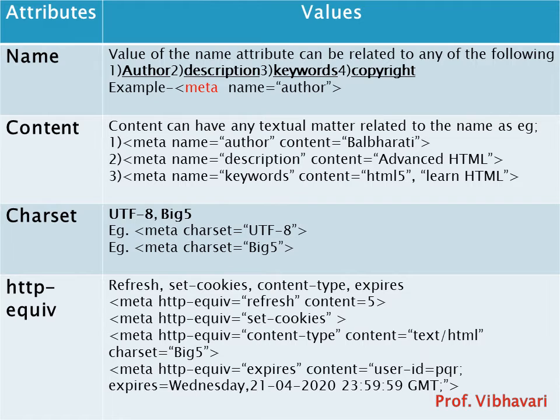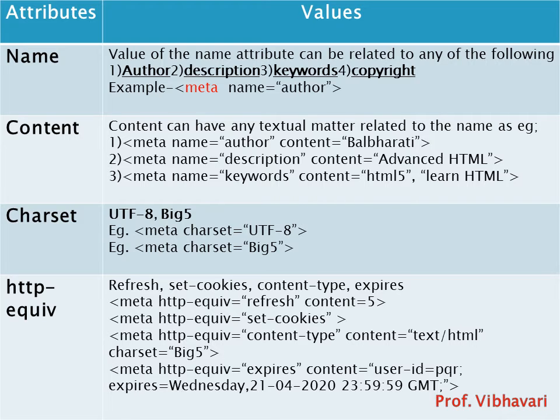Here I am going to show you the name attribute, the various attributes over there, and its values. If you require to set the name, for example, the meta name is equal to author. To give the value in front of the name, we have 4 options: author, description, keywords and copyright. For example, the syntax to represent the meta is like this: meta, the main tag, name, its main attribute, is equal to author.